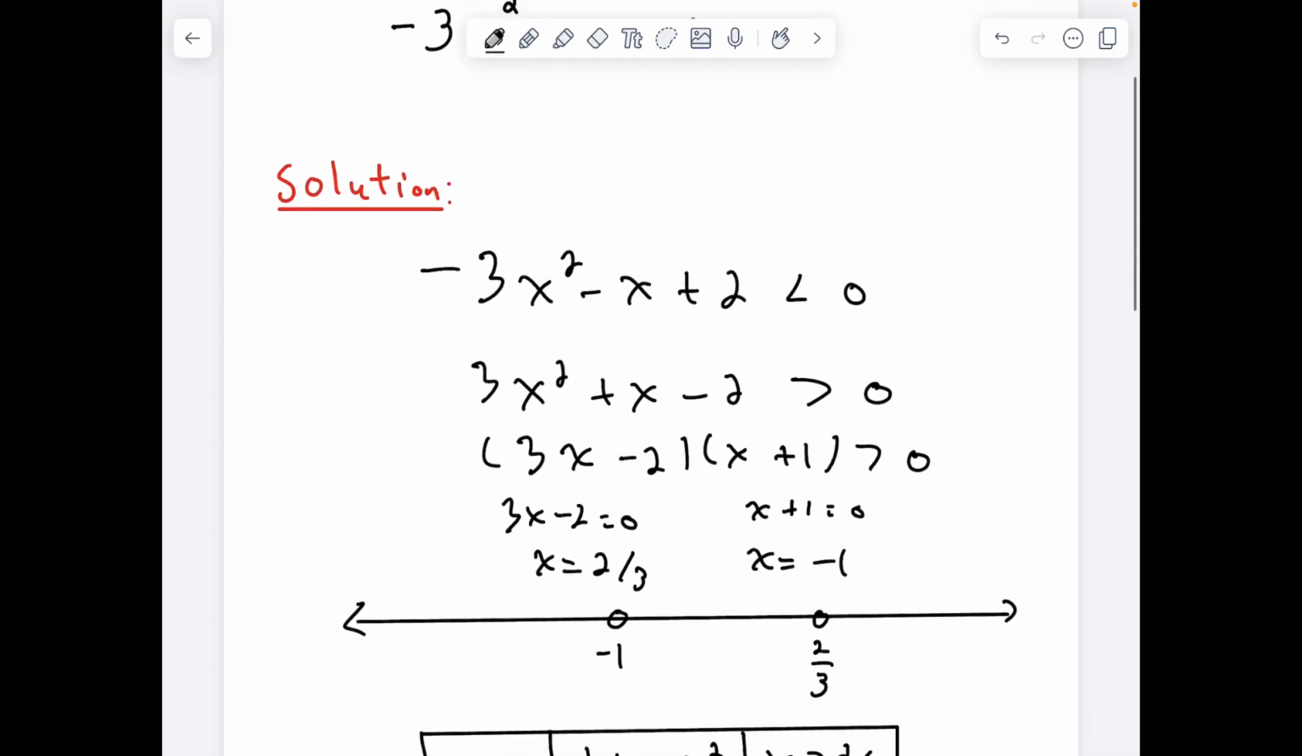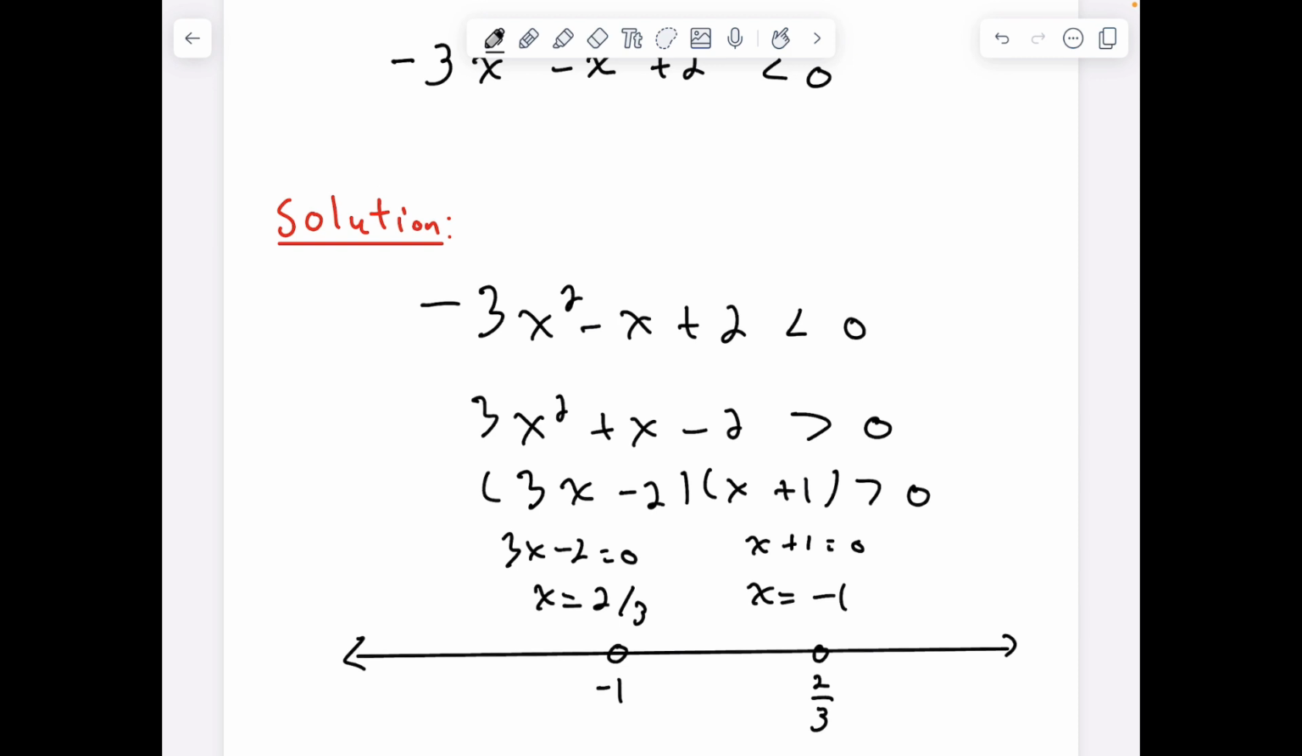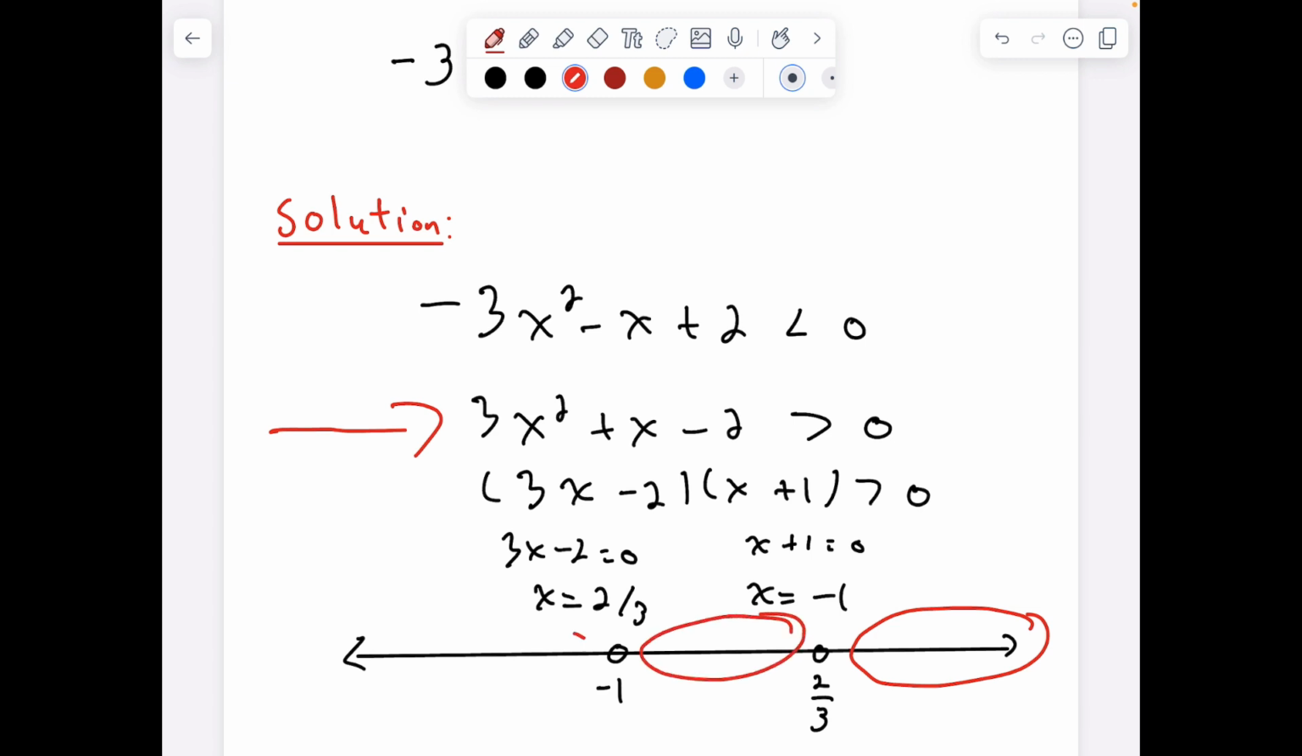I'm going to make a number line. On this number line, I circled -1 and 2/3, first to bring attention to those numbers, and second because we're not allowed to include them in our solution. At 2/3 and at -1, your expression 3x squared + x - 2 is equal to 0, not greater than 0. So those are not solutions. Your solutions are going to be in one of these intervals, because that expression is going to be either positive or negative in each interval.